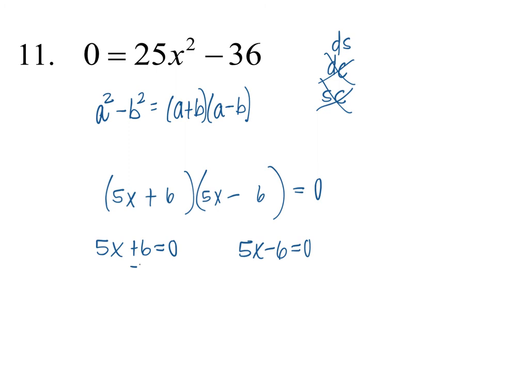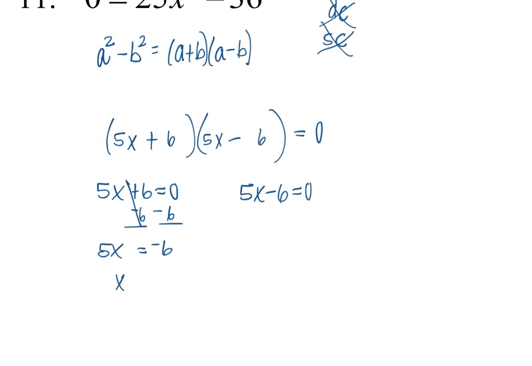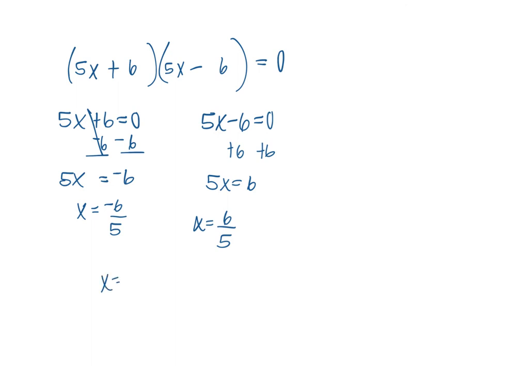So just solve for x. We can subtract 6 from both sides and get that 5x equals negative 6. You can divide both sides by 5 to get that x equals negative 6 over 5. And over here, you're adding 6 to both sides. So 5x equals 6, so x equals positive 6 over 5. For an answer of x equals negative 6 over 5 and 6 over 5.